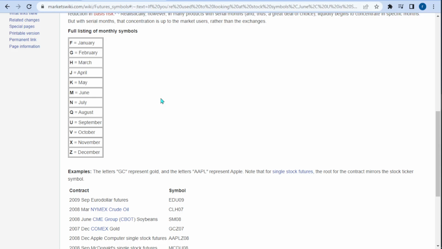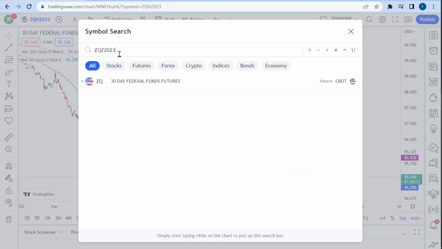So let me just show you a little bit more of that. Right now I'm on MarketWiki, and this is basically showing you all the symbols for the Fed Funds Futures, or just futures in general. So you'll put in the ticker symbol followed by an F, a G, H, J, K, or all the way down to Z. And this is basically saying, hey, this is the futures contract for January. Or hey, that's the futures contract for February. Or hey, Z is the futures contract for December. So that's basically how the structure works.